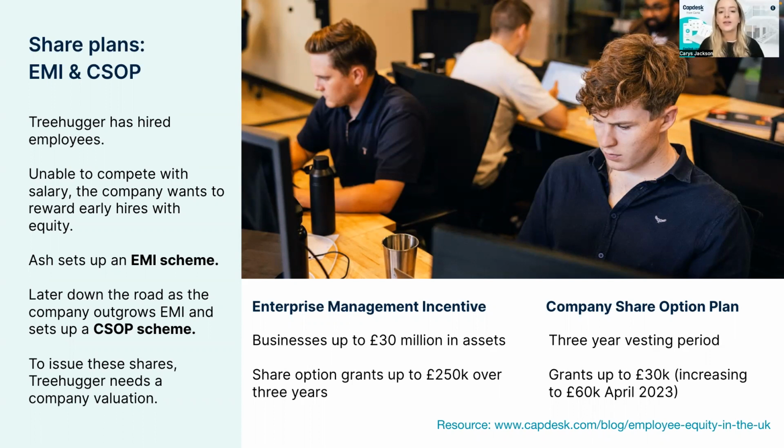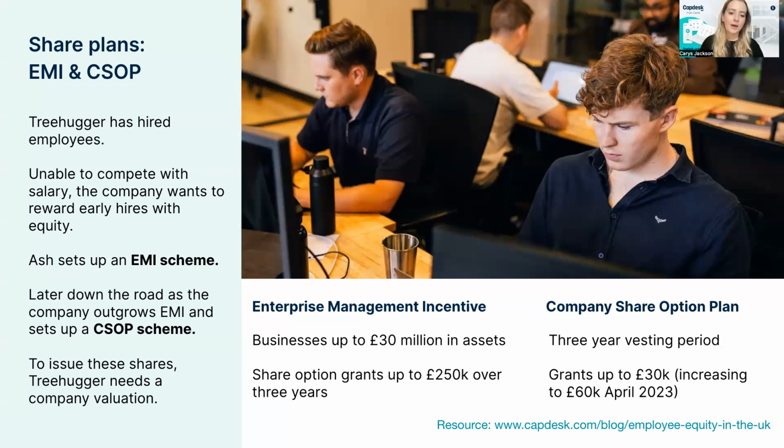Just to give you a little bit of background on an EMI scheme, for anyone who's unaware, we do have resources on our website that go into further detail on this, but the most common way for UK businesses to award equity to employees is via an EMI scheme. Businesses with assets of 30 million or less can offer employees share options of 250,000 in a 3-year period. So it does have tax advantages for employees, which is why it's the most common way to go.